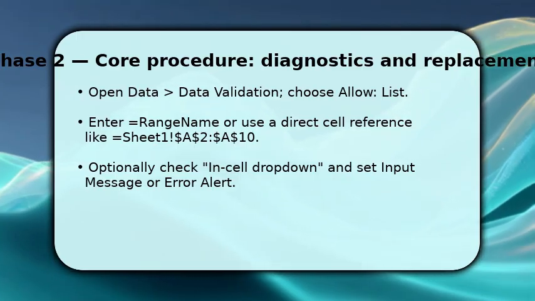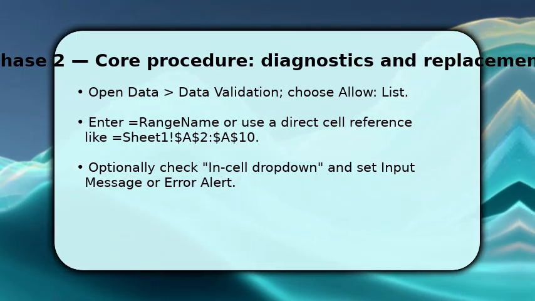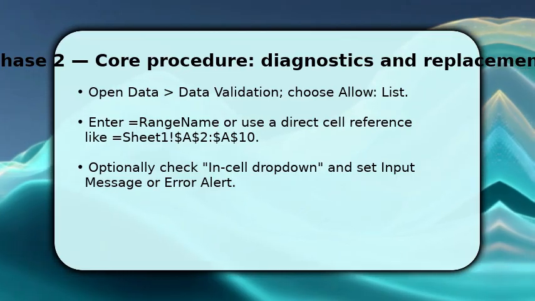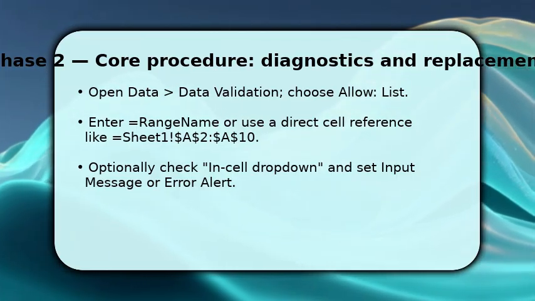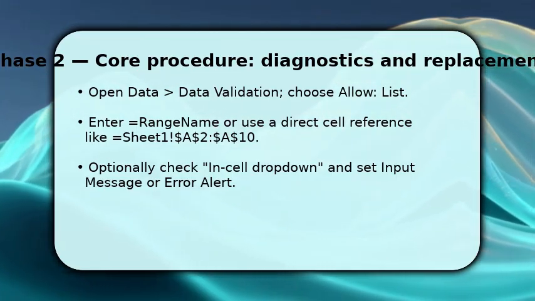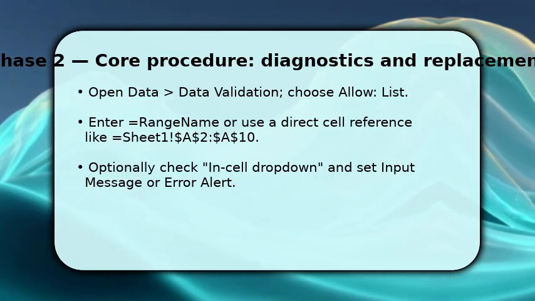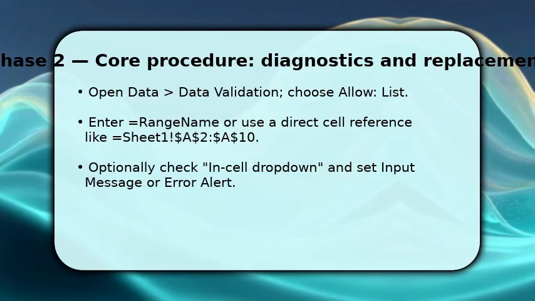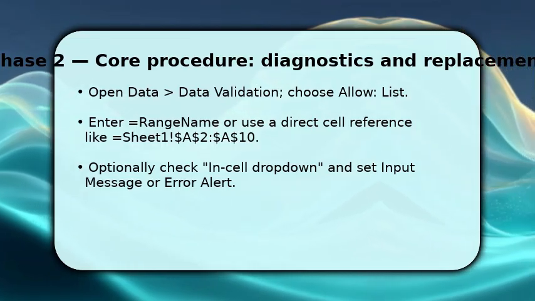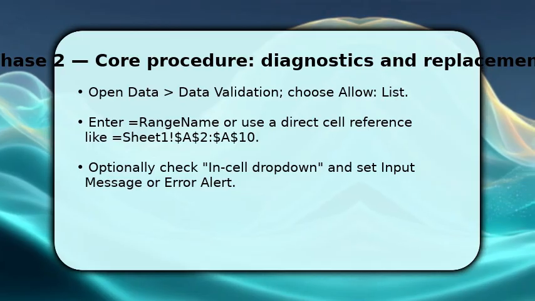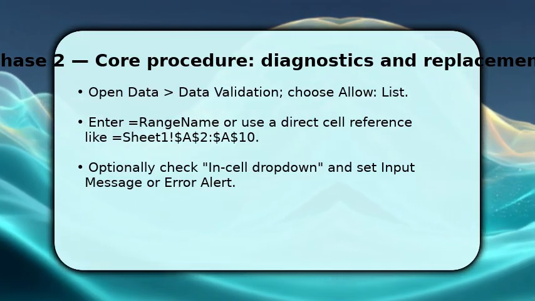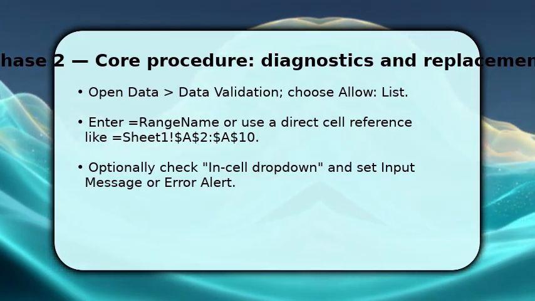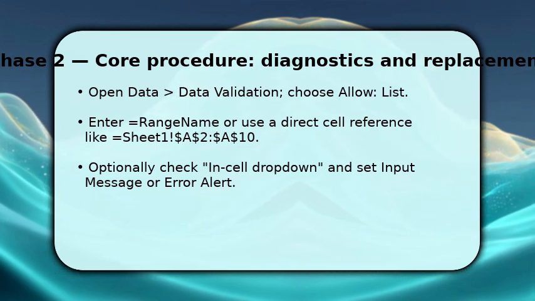Then type equals range name if you used a named range, or enter the absolute cell range like equals Sheet1, $A$2:$A$10. Absolute refs prevent accidental shifts. Once set, make sure in-cell dropdown is checked. Also, add an input message to guide users or an error alert to prevent invalid entries. These improve data quality. Finish by refining behavior and troubleshooting.